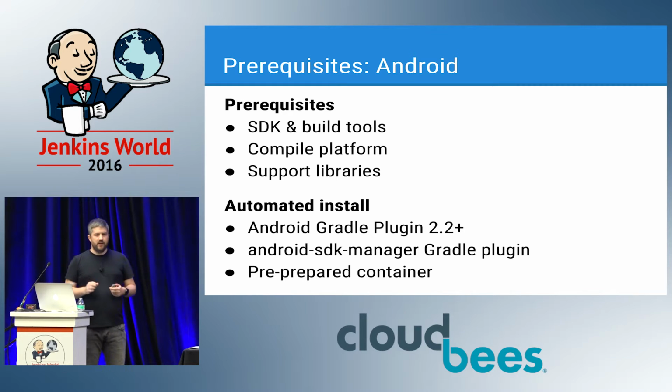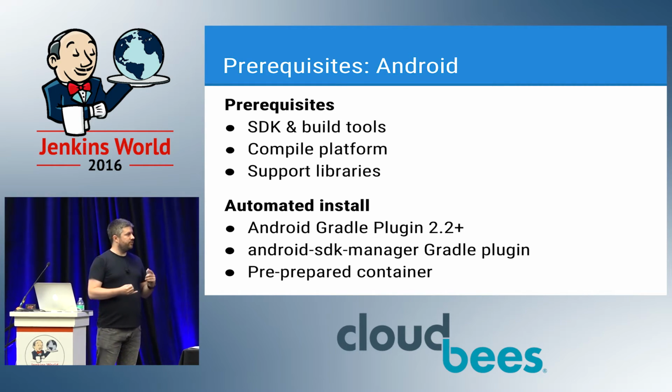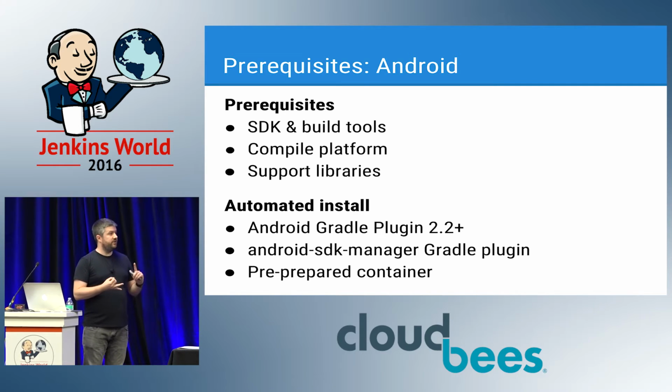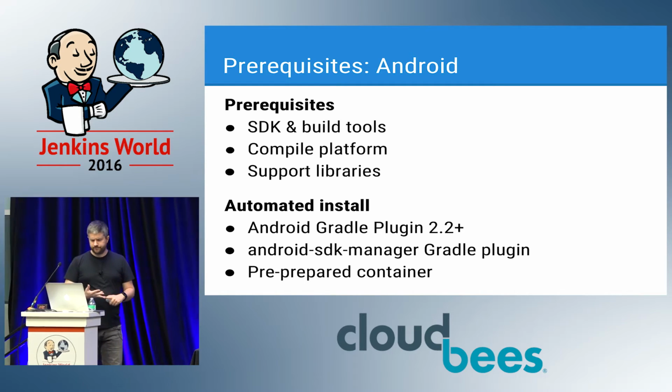So that's the basics. On top of that, we need the Android prerequisites. You need the Android SDK. You need the Android SDK build tools. You need the platform that you're compiling against for Android. And you also need dependencies, the Android support libraries that people are always using. Again, these can be automatically installed.